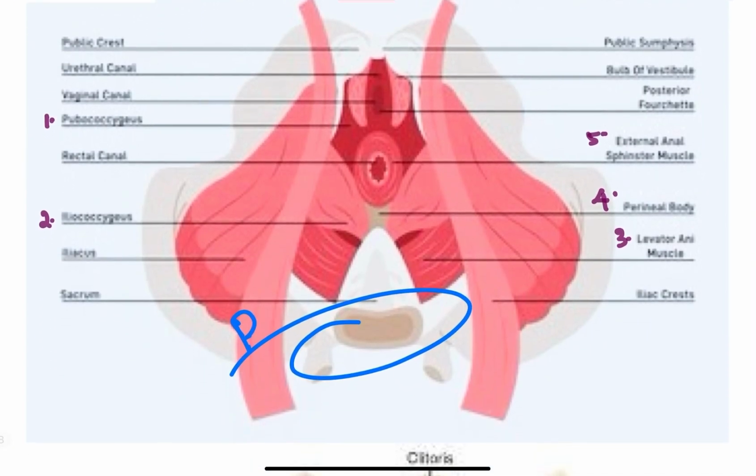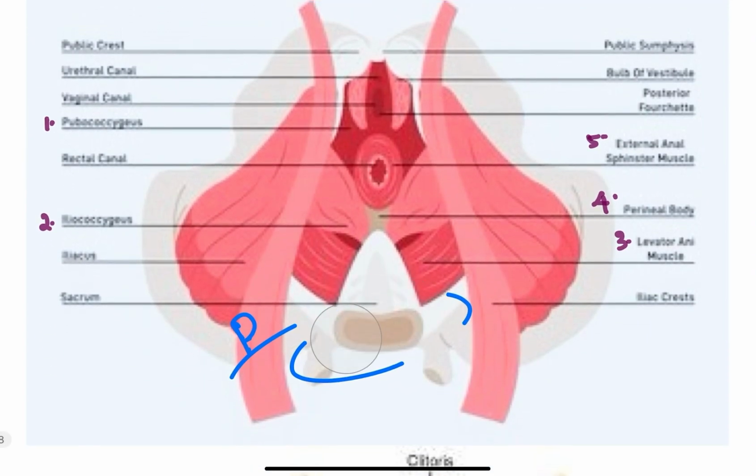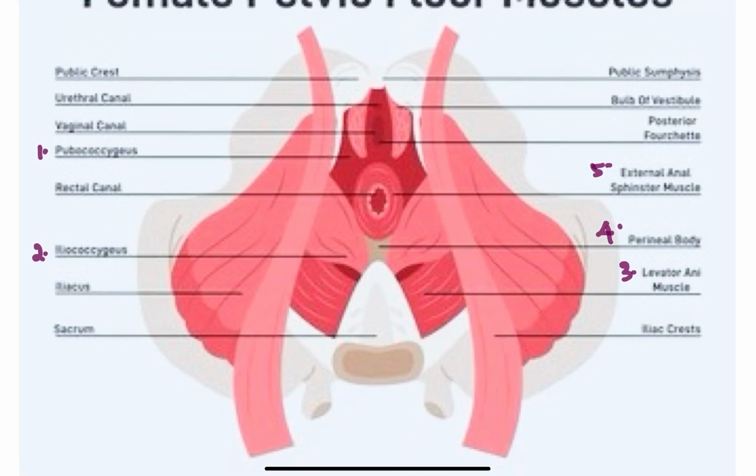Now, having discussed the theoretical points, let's see the schematic representation. As you can see here, this is the levator ani muscle. This muscle you can see here, right? This is the levator ani muscle. Clear? Yes. This is the pubococcygeus, and this is the iliococcygeus. Pubococcygeus and iliococcygeus together make up the levator ani muscle. And this structure which you can see here is the perineal body.